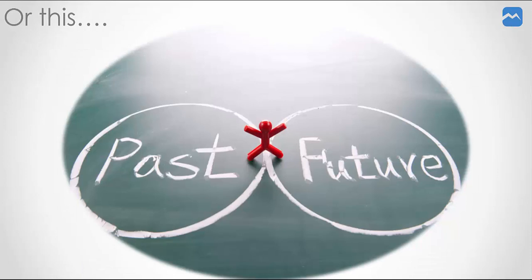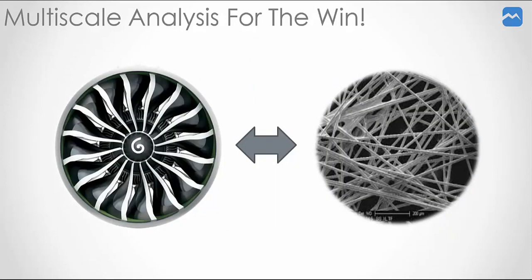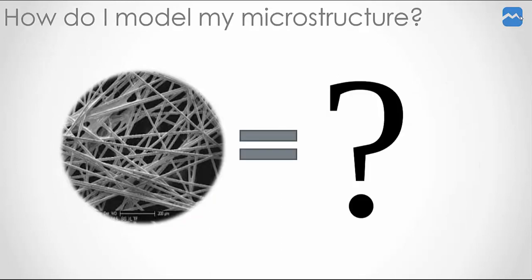Many people, us at Multi Mechanics included, agree that performing a link between different spatial scales of your part, also known as multiscale analysis, is the wave of the future in composite engineering. Then the question becomes, well, how do you do that? How do you model the local scale and link it to the global?